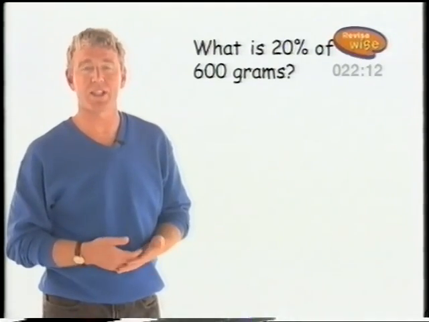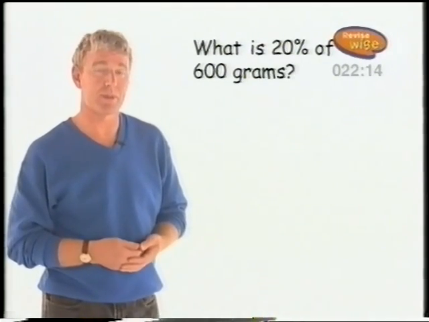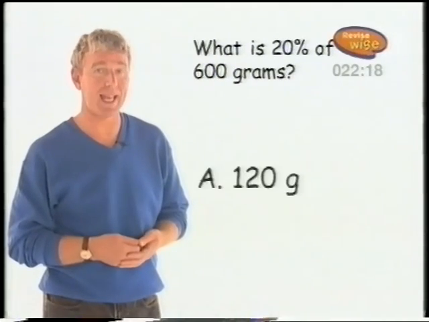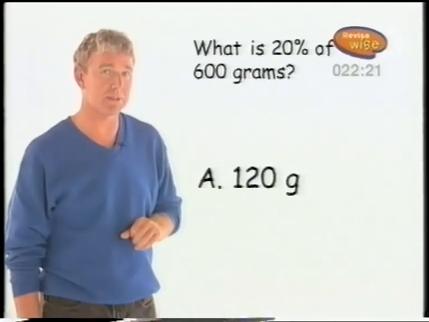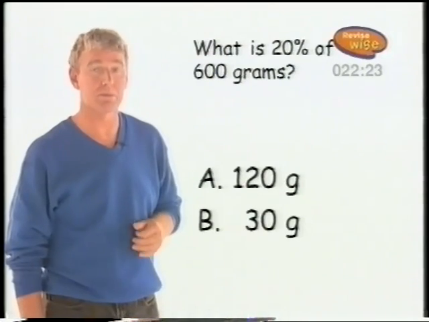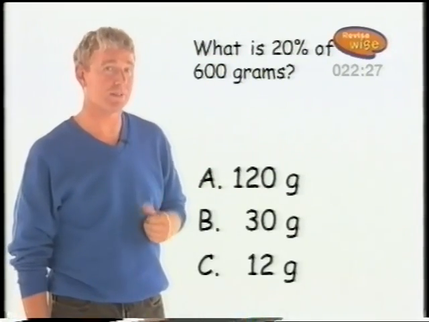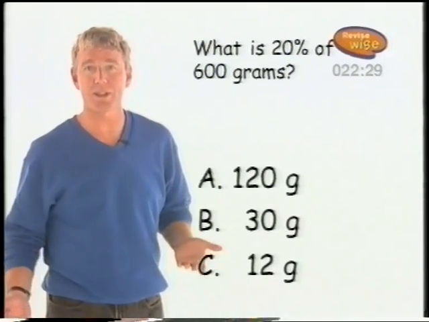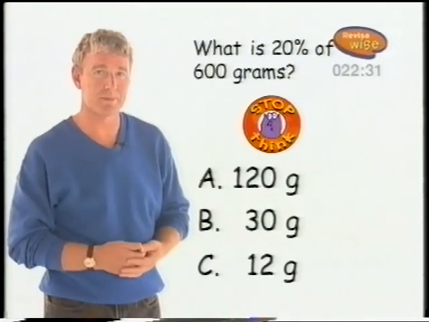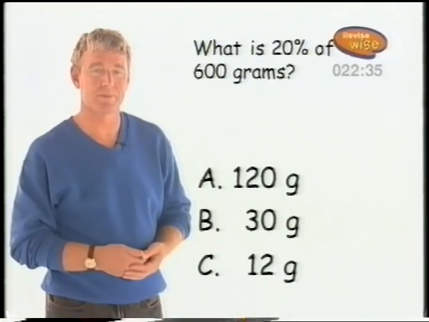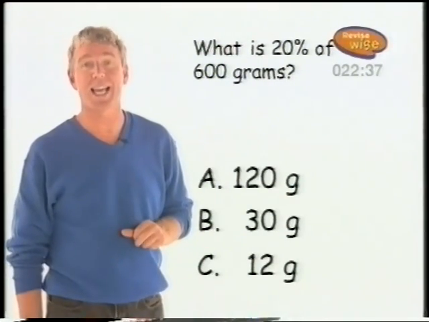Next, finding the percentage of an amount. What is 20% of 600 grams? A, 120 grams, B, 30 grams, or C, 12 grams? Stop and think about it. Here are the maths team with some clues to help you.